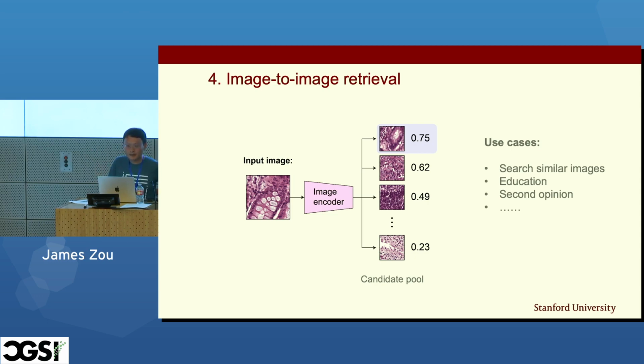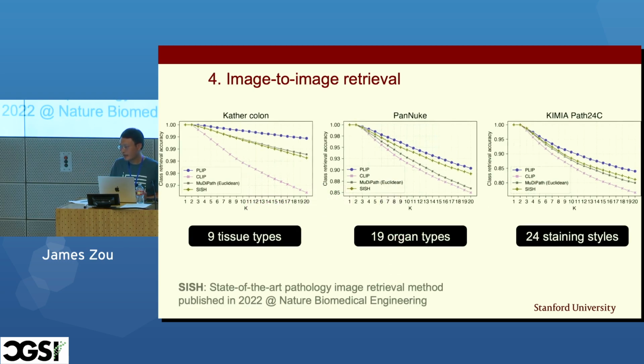And here, basically, the idea is that we're given a new query image. So we can look at the image embedding of that and compare it against the image embeddings of our database from all the tweets and medical records, and pull up the most relevant ones. And here the evaluation would be, if we look across these different data sets, how often would we retrieve images that come from the same tissue type, or from the same organ, or have similar staining styles, or other biomarkers?